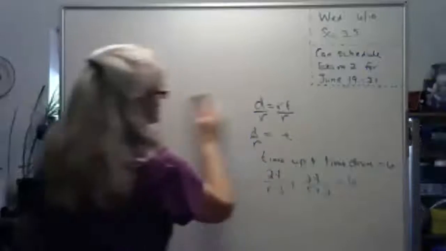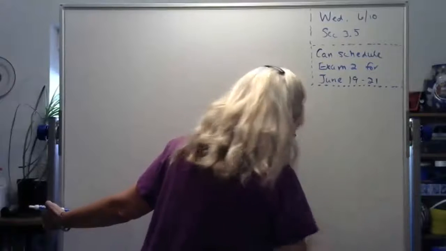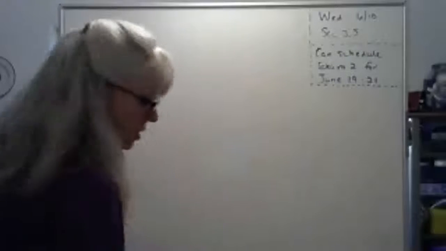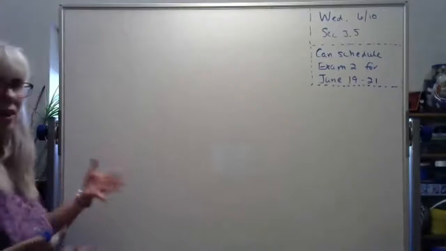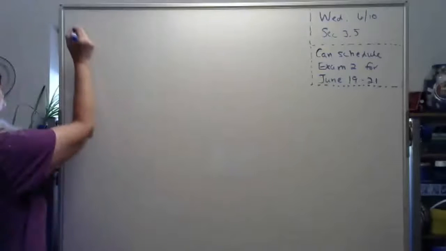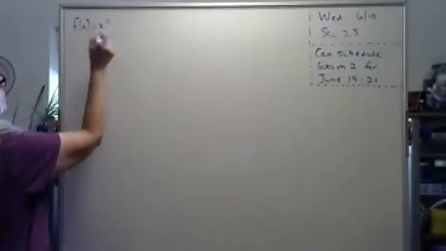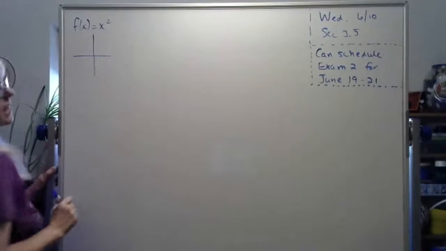Today we're going to wrap up section 3.5. So as a reminder, what I'm going to do is write the 8 functions on the board, and I want you to do a quick sketch of them. Do you know what each of these are going to look like? So what does f of x equals x squared look like? Graph that out really quick.